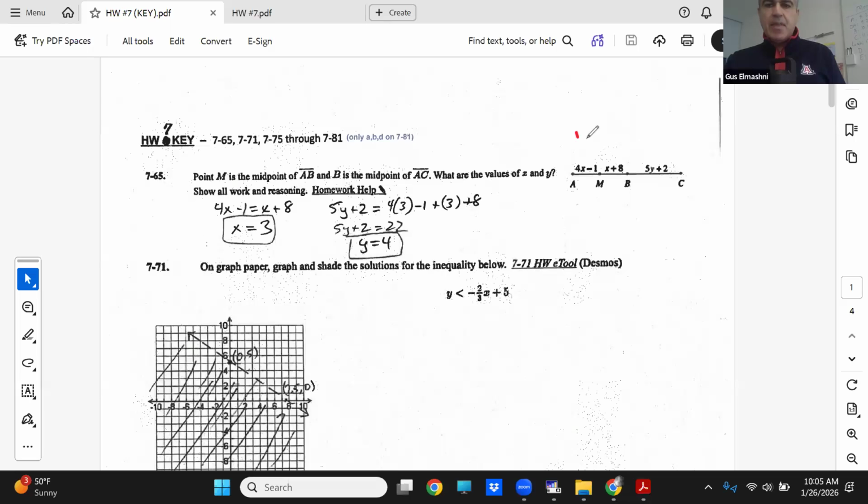Yeah, that's going to be 11, and that's also 11. So it means this has to be 22. And then you can work that out and solve for y. Yeah, go ahead. Sure, yeah, no problem.